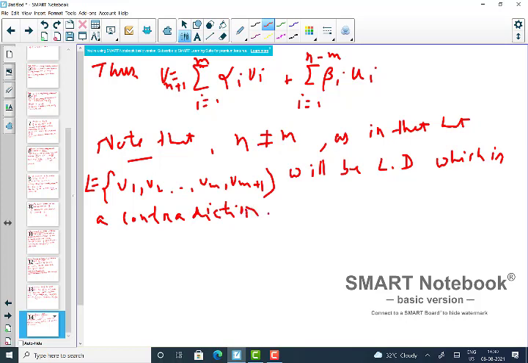That is obvious. Now what happens? Can all those betas be 0? The same thing: the betas also cannot be all 0. Similarly, all beta i's cannot be 0, because in that case also L becomes linearly dependent, right? So now, without loss of generality, assume that at least one of the betas is non-zero, say beta 1.